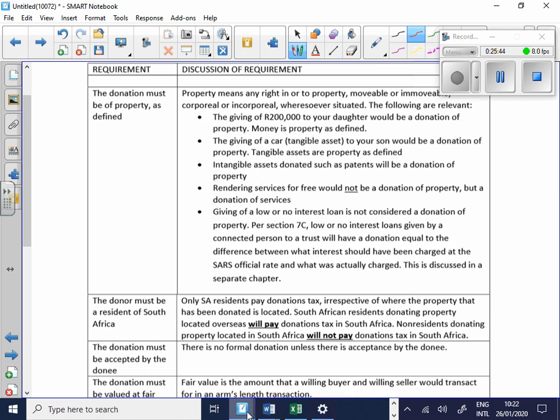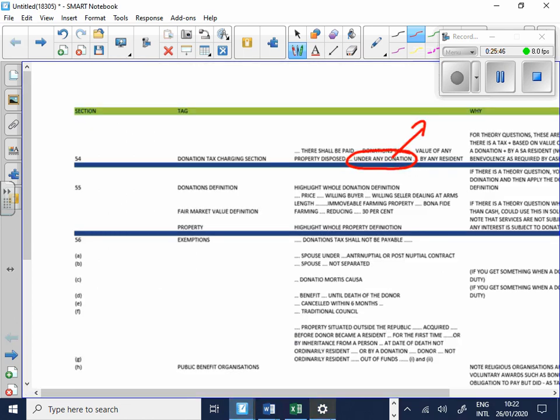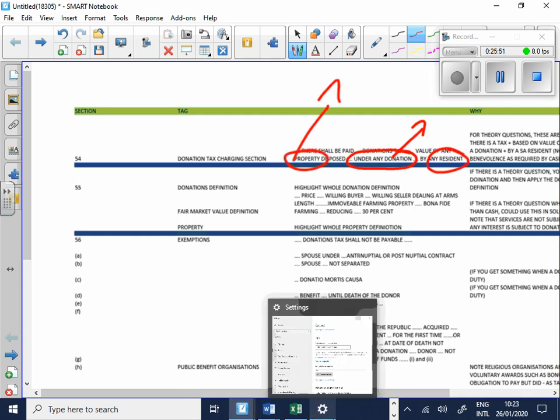Okay? Again, I just want to show you that you don't need to learn this off by heart. There's property, okay? And then there's resident. So if you know the charging section, you can just go and do a theory question without any problem whatsoever. So there's normally a charging section that I will always do with you up front.